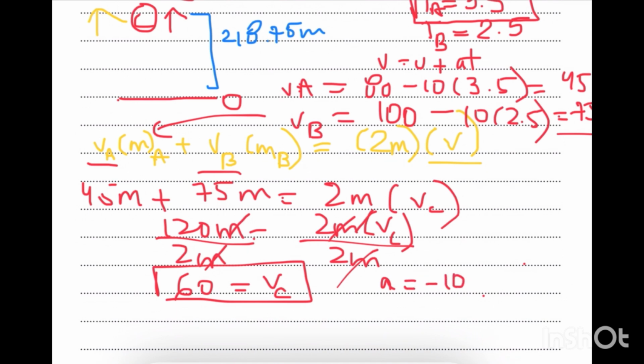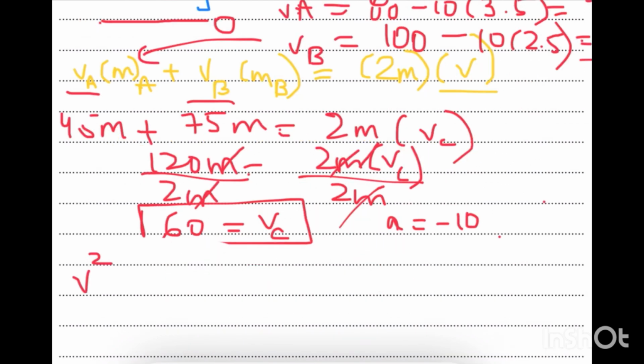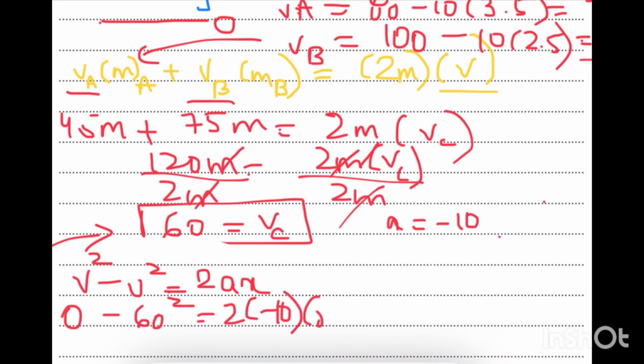But now we need to find out the maximum height that particle C reaches before it starts moving downwards, and that will be when its final velocity is 0. We can use the kinematics formula, which is final velocity squared minus initial velocity squared is equal to 2 times the acceleration multiplied by the distance traveled. The final velocity we take as 0 and the initial as 60, which we found out here. 0 minus 60 squared is equal to 2 times minus 10 times x. So this becomes minus 3600 is equal to minus 20x, and if we divide minus 20 on both sides, we get x is equal to 180 meters.